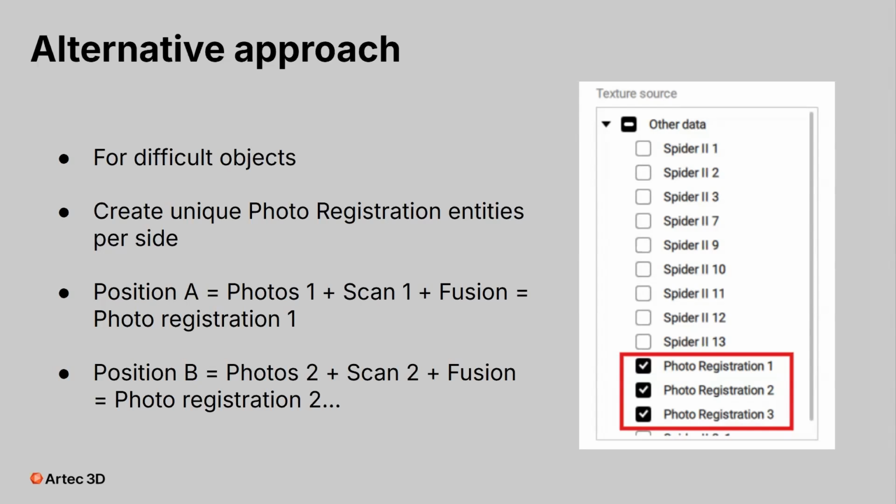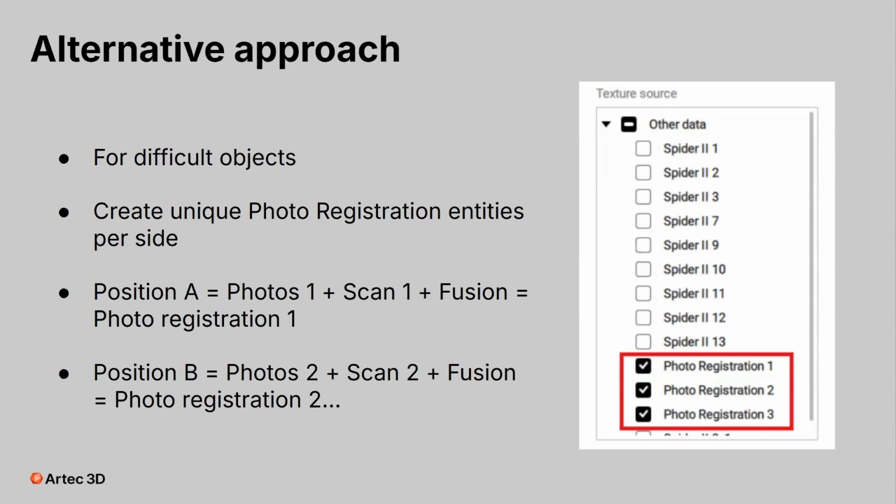So if we're scanning our object in multiple different orientations and we mask it, and then the object itself has a great texture, then we could create just a single photo registration entity. But sometimes it does not work for difficult objects which have repetitive texture, which may have repetitive patterns or something like that. It may be a bit tricky to create a single photo registration for them. So this is where the alternative approach comes to rescue.